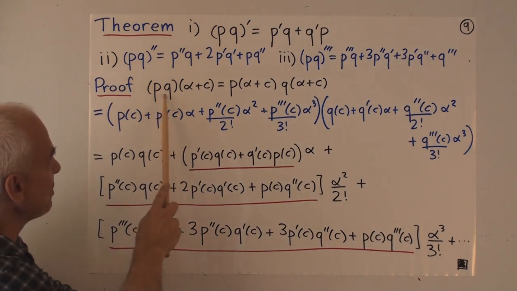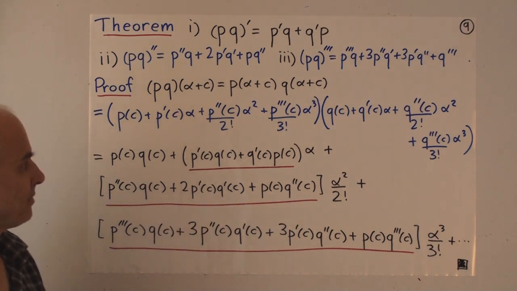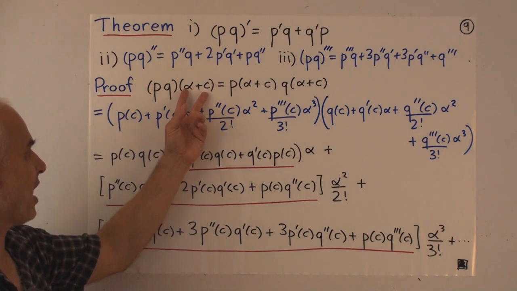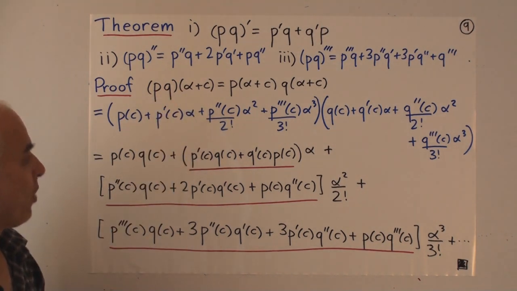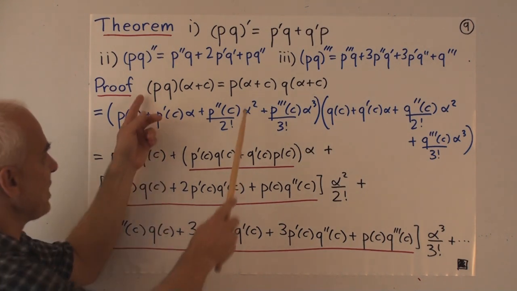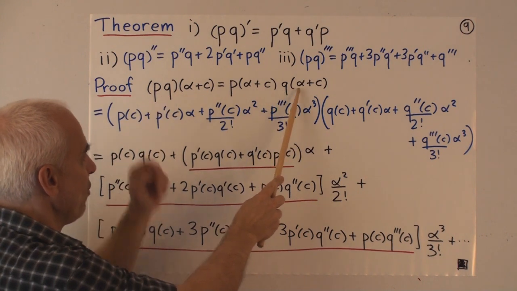If we have two polynomials p and q, and we want to translate their product by minus c, in other words, replace alpha with alpha plus c, so we're looking at p times q of alpha plus c. What does it mean? Well, it just means that we're multiplying p of alpha plus c times q of alpha plus c.